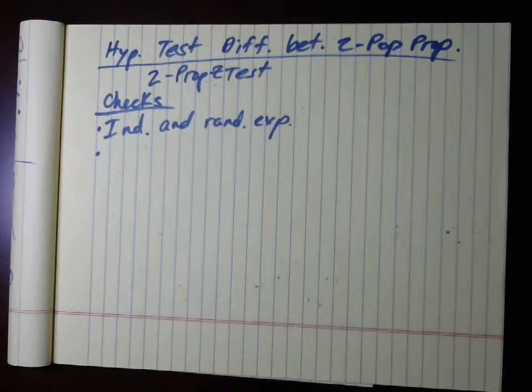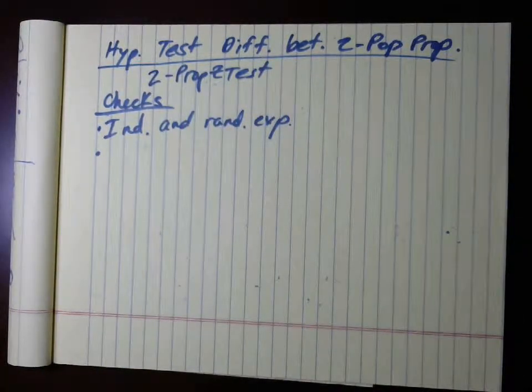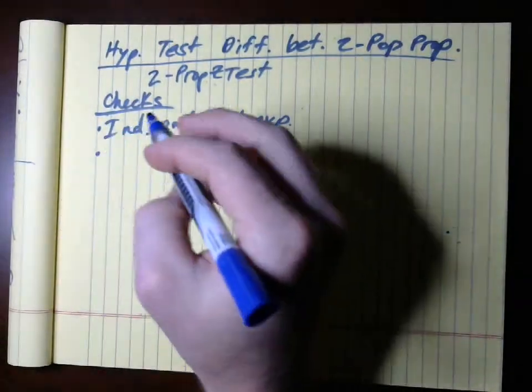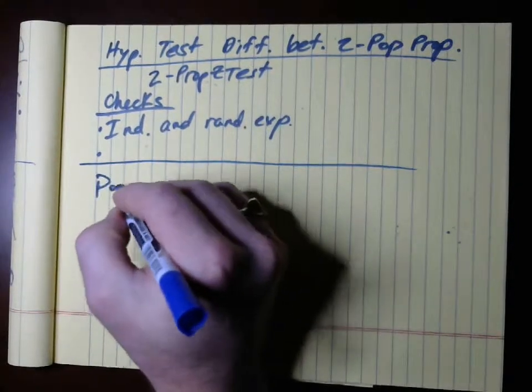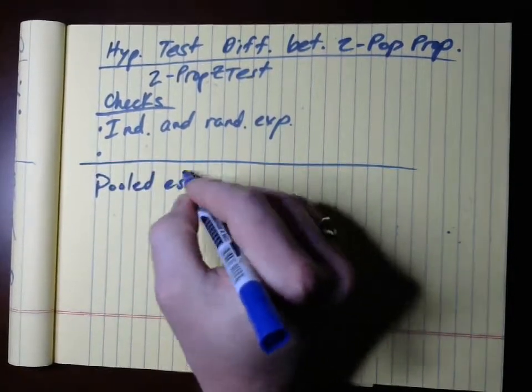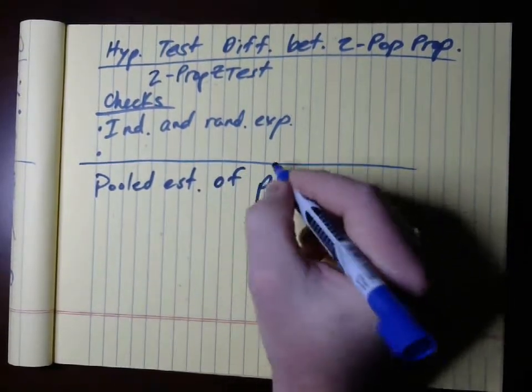Now, I'm just going to mention one thing actually. I don't want to go through all the steps. I just want to go directly into the example as fast as possible. There's this other idea of what's called a pooled estimate, the pooled estimate of p.